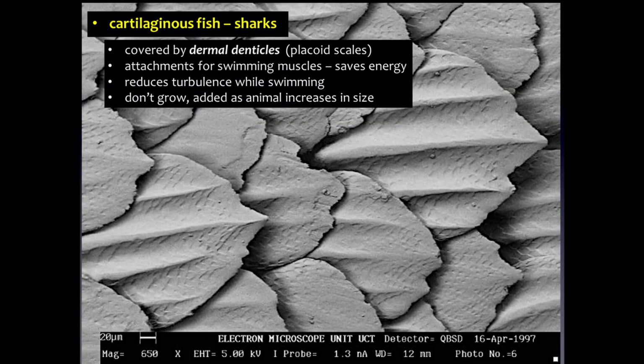Sharks are different from bony fish in the fact that they have cartilage that makes up their skeleton. They're also different from bony fish in the fact that they have something called dermal denticles that cover them, called placoid scales, that are different from the typical scales that we see on most normal fish. So these scales are really unique. They really help reduce drag and turbulence. That helps the shark move efficiently through the water.